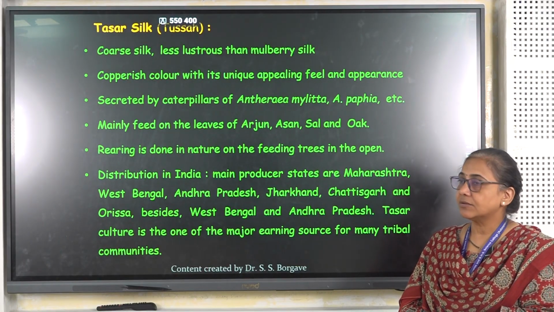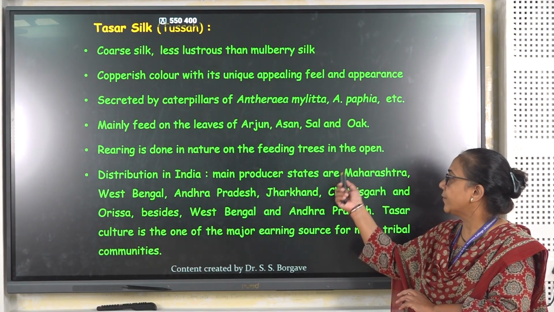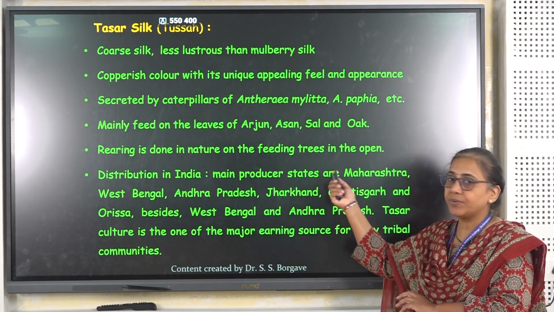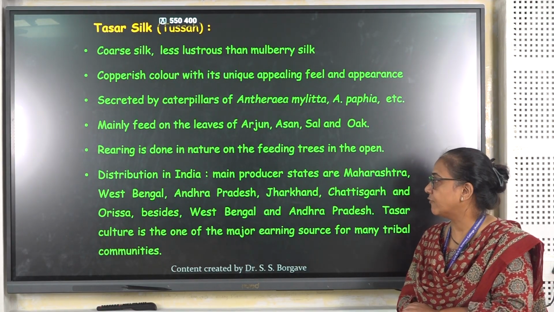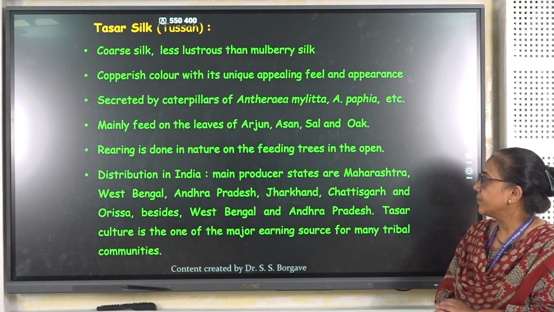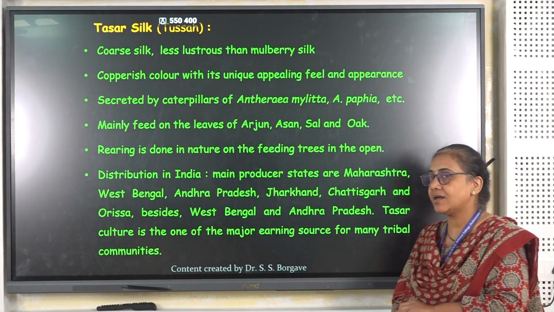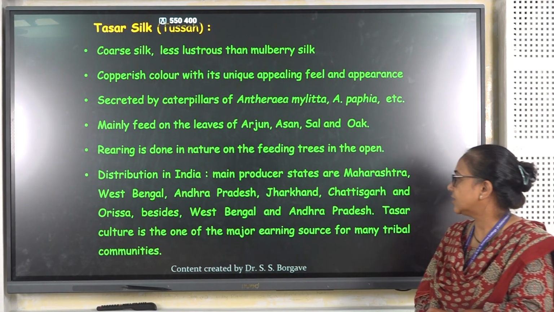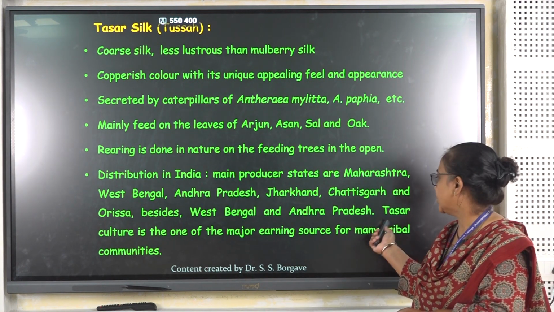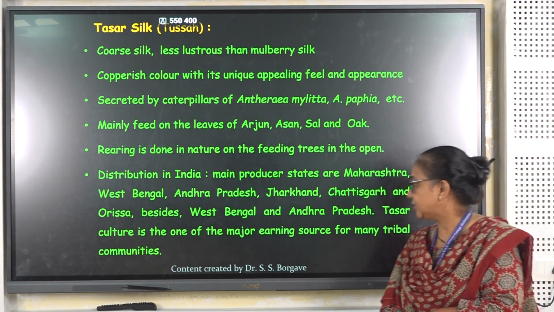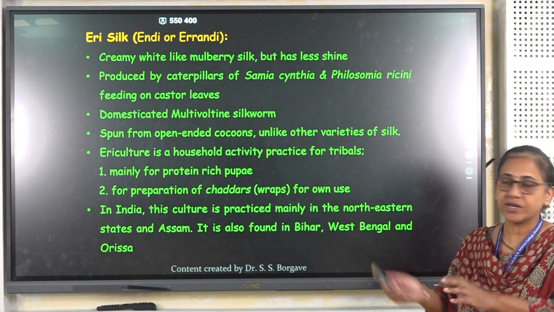Rearing is done in nature, as these huge trees are found naturally in the forests, and mainly tribal people use this as their daily money making equipment. So all over India, the main producer states of this tussar silk are Maharashtra, West Bengal, Andhra Pradesh, Jharkhand, Chhattisgarh, Orissa, and, as I mentioned, tussar culture is one of the major earning sources for many tribal communities, as these huge plants are observed in forests.